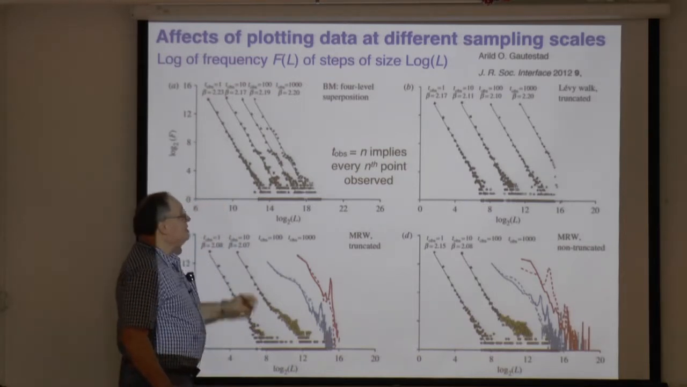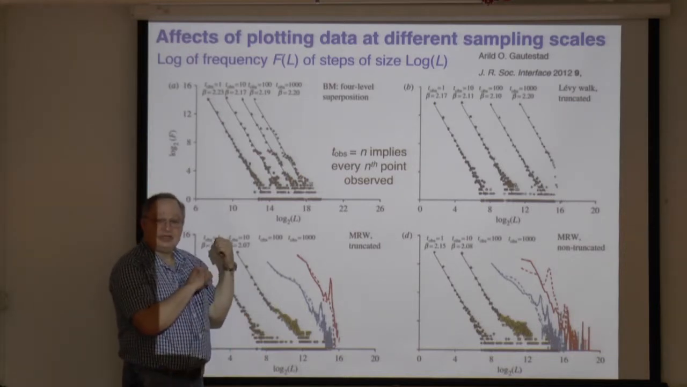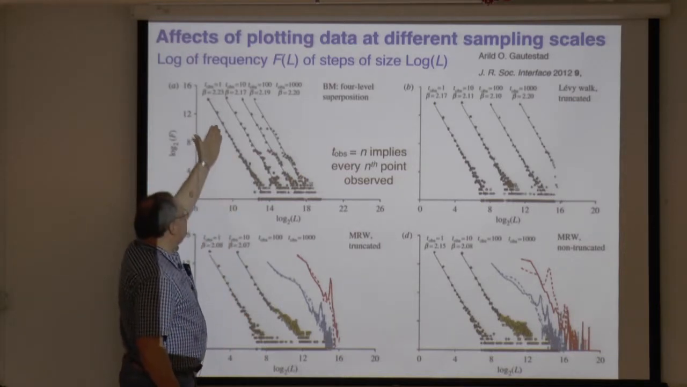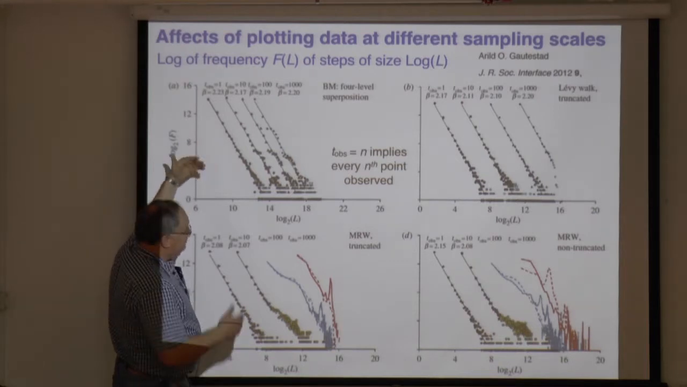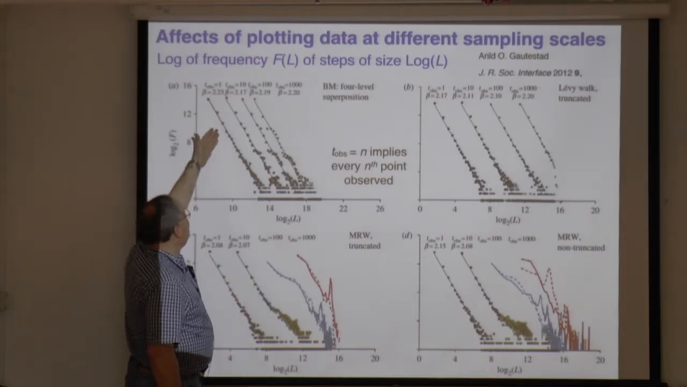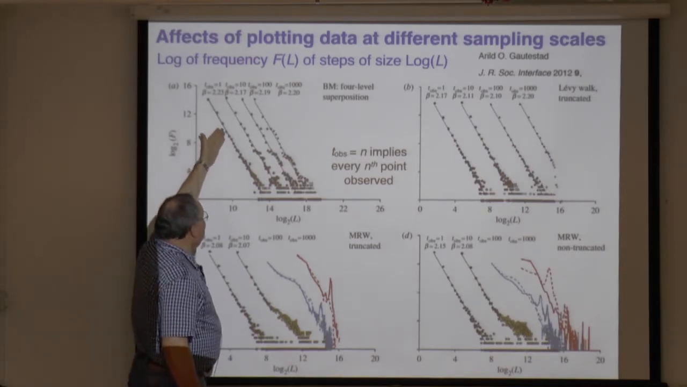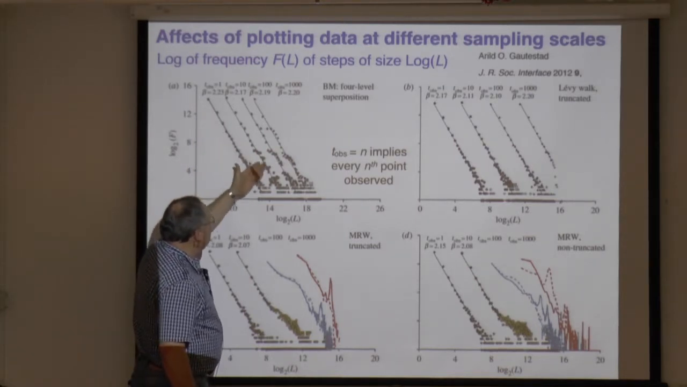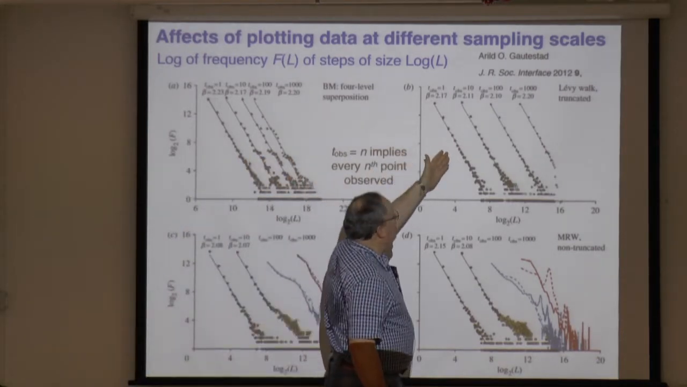Now, here they're talking about beta, which is really, in the previous model, alpha. It's the slope of this, but actually I see that these are positive, so maybe it's the negative of alpha. Here you can see that if you have a Levy walk.